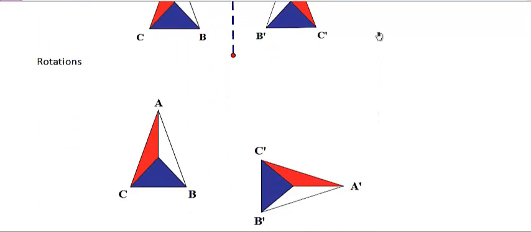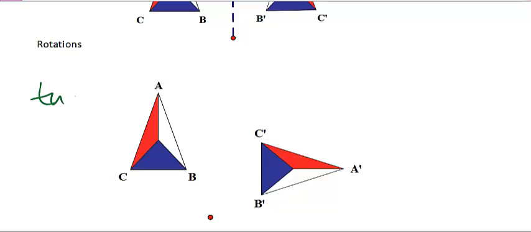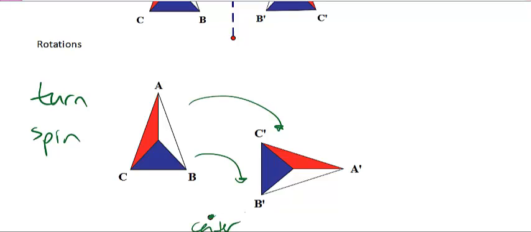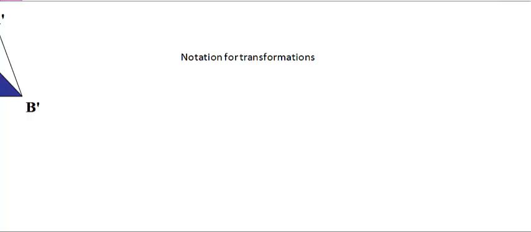And the fourth type is called a rotation, also known as a turn or a spin. In this type of transformation, the figure is actually rotated around a fixed point that we call the center to create its image. I'd like to take a second to talk about the notation we use for transformations.